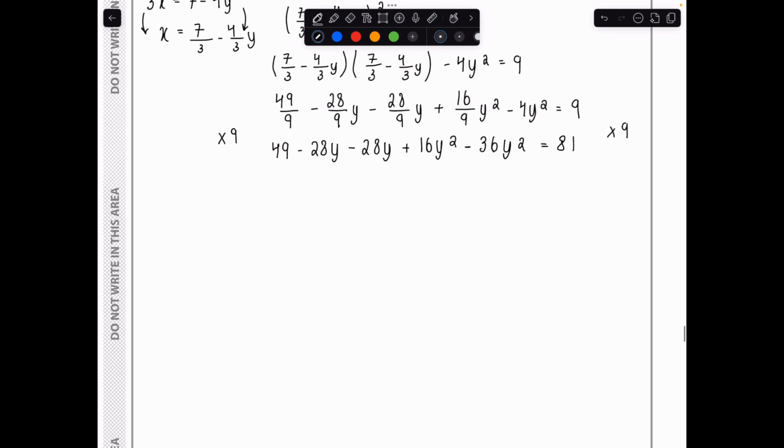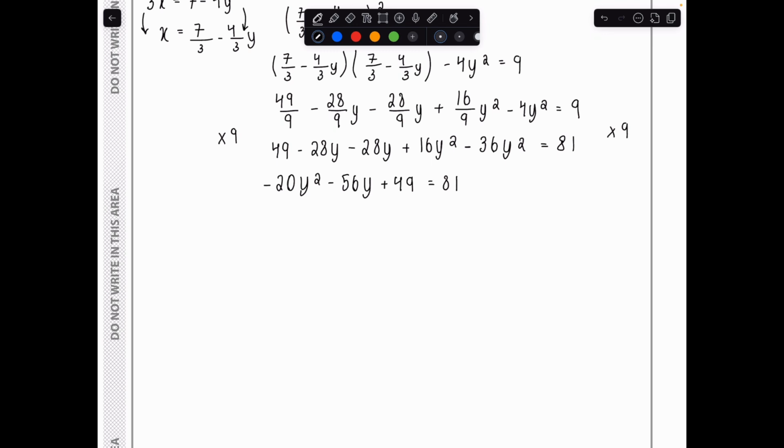So from here, let's simplify everything down. If we have 16 lots of y squared and we're taking away 36 lots of y squared, we're left with negative 20 lots of y squared. Then we have minus 28y, take away another 28y, so that leaves us with minus 56y. And then we have a positive 49, and that's equal to 81.